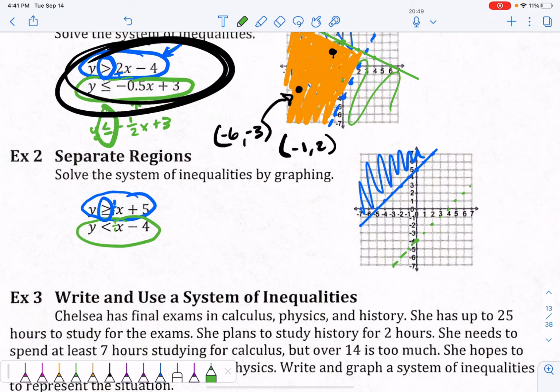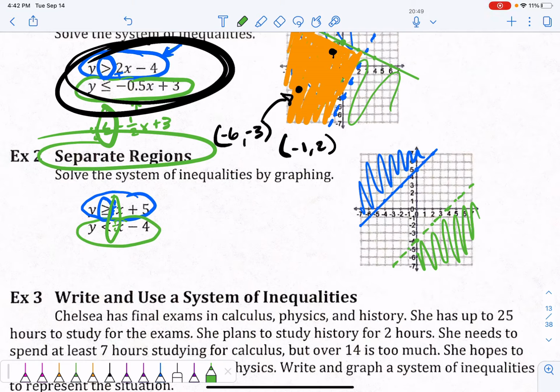This is a dotted line. You might be able to tell just by looking at those two equations that they have the same slope, so they're going to be parallel, right? And they are parallel. This bottom one, though, we're shading below it. Sometimes you'll have what's called separate regions, and what we're really looking for when we're shading these is the region that's doubly shaded.